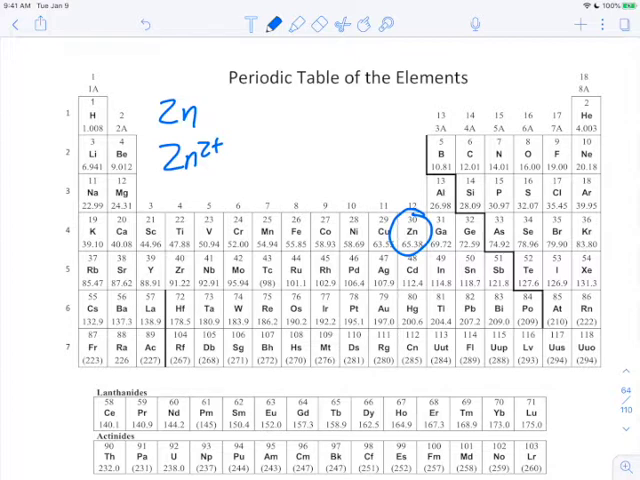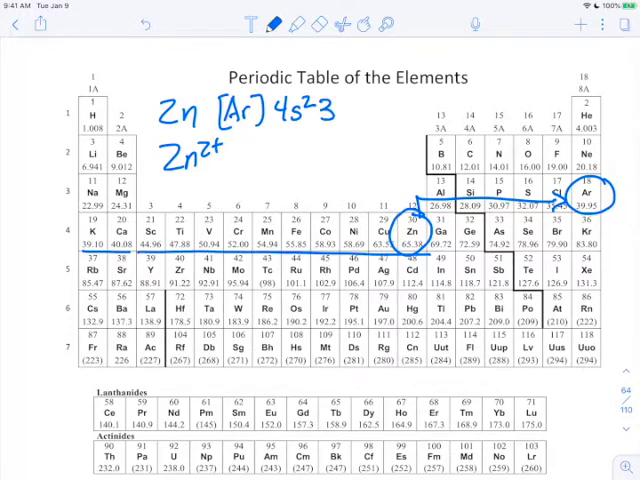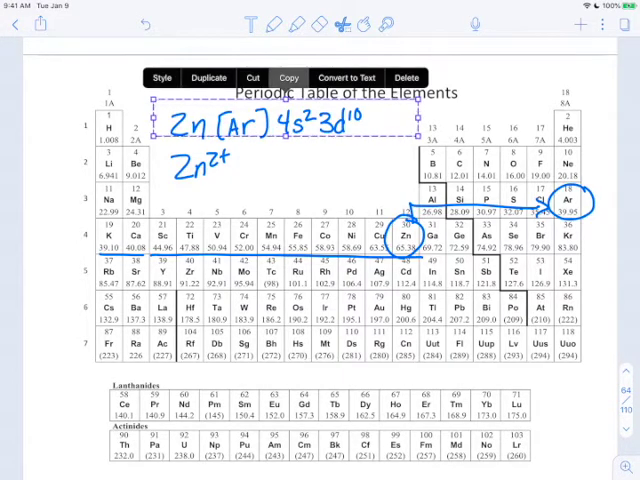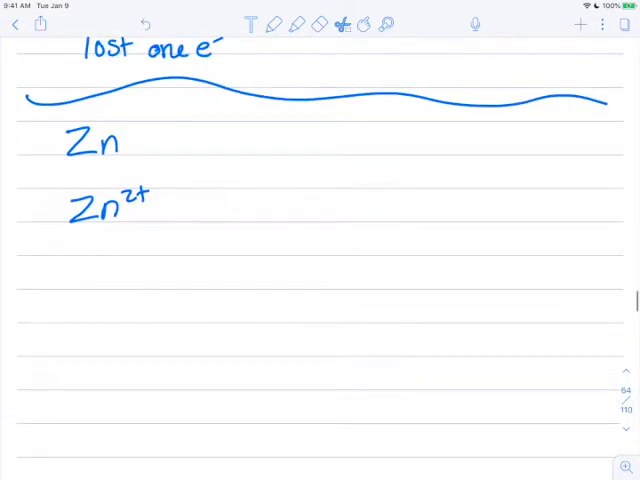All right. So for zinc, you went up into the end, so you started with argon. And then you had 4s2 and 3d10. So any questions about how we get the electron configuration for regular zinc? All right, so that was our zinc.